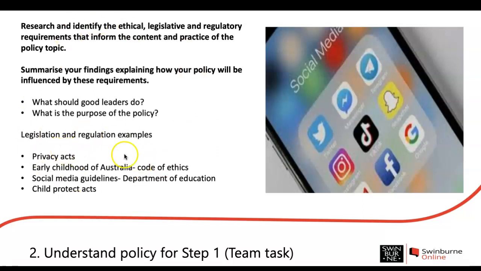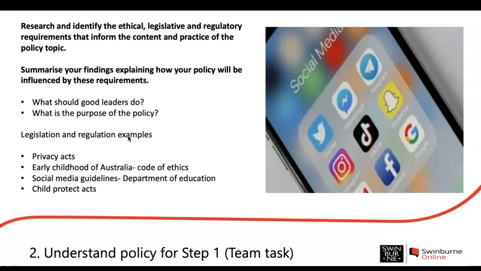And this continues down here where we're connecting to those two specific things. So Privacy Act, Early Childhood Australia Code of Ethics, social media guidelines from the Department of Education, Child Protection Acts. It's really going to have to be research within the whole team, because it does say research and identify. So this is what you're going to do together as a team, and say to yourself, if we are going to develop some digital professionalism policy, what are the broader repercussions of things that we'll need to consider and ensure that we're doing within our policy.